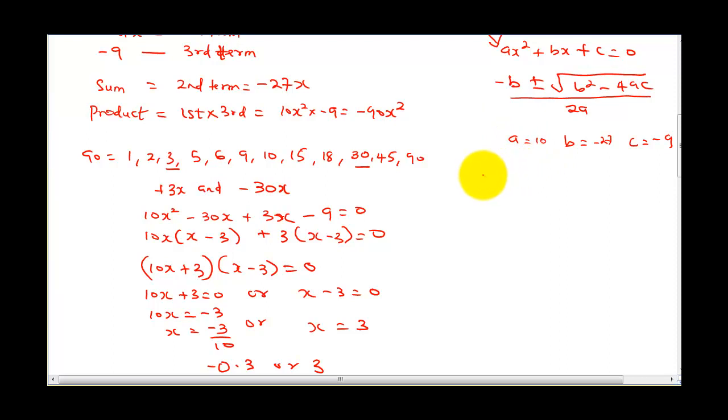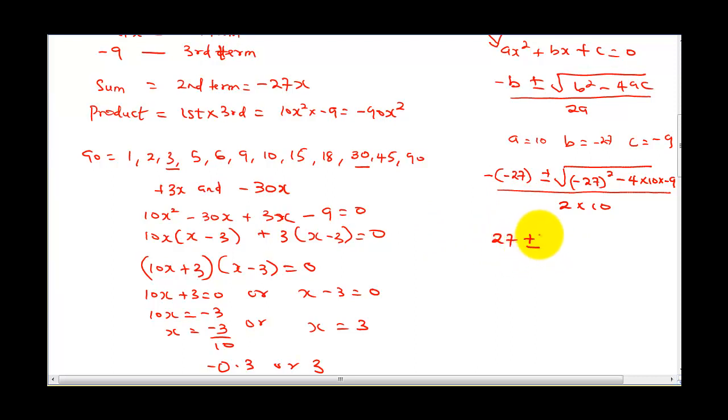So it's going to be minus minus 27, plus or minus square root of minus 27 all squared, minus 4 times our a which is 10, and our c which is minus 9, all over 2a, and that is going to be 2 times 10. So minus times minus is going to give us 27. So this is going to be 27 plus or minus.